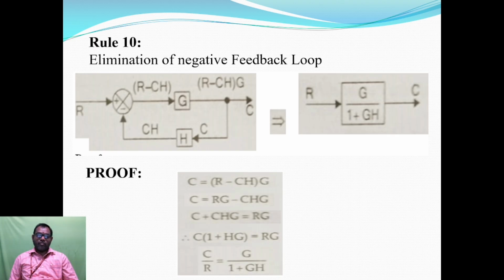So we are going to find C divided by R. C means output, R means input. So output by input, the system transfer function, is G divided by 1 plus GH. That is what we drew in the right hand side diagram. R is called the input, the reference signal, and C is called the output, the desired output, and G by 1 plus GH is the eliminated negative feedback loop block. So this is the concept of rule number 10.